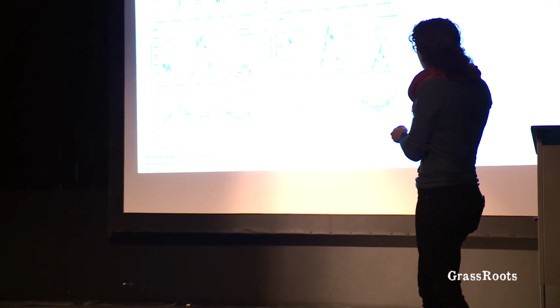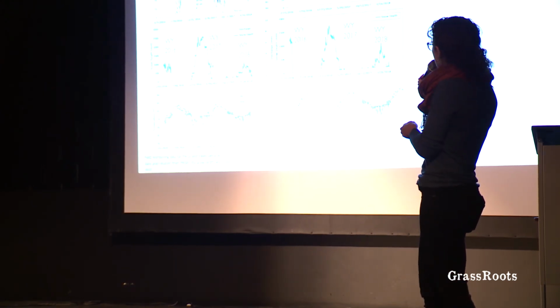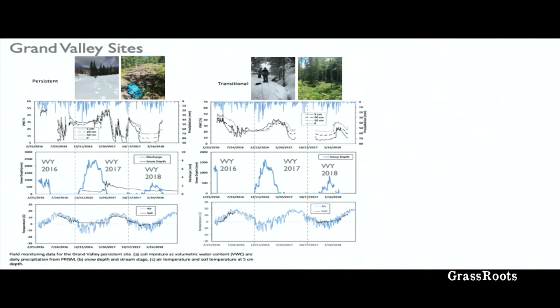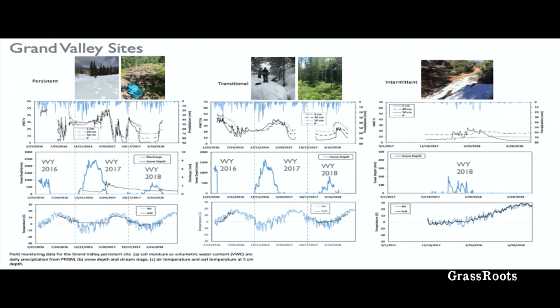The transitional site, our stream gauge, the data are a disaster. That's a whole other story. The stream gauge keeps sinking in the mud, so that's been a problem. And here's our new intermittent site. And again, no stream flow. So we're having a little bit of a problem with our West Slope intermittent sites having no stream flow.